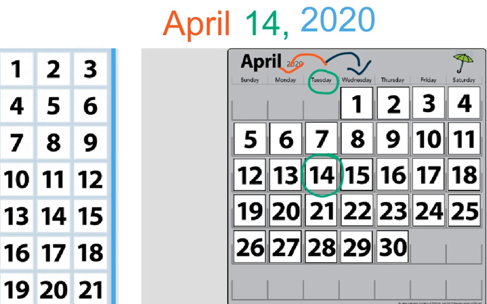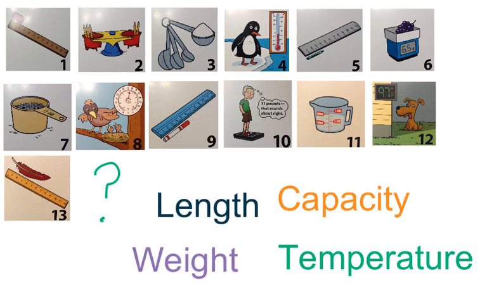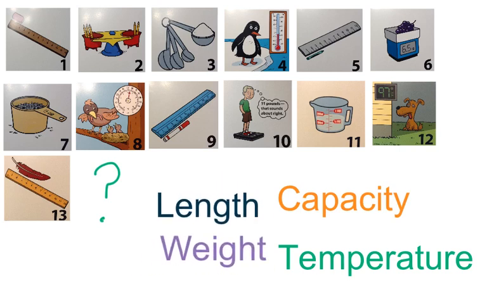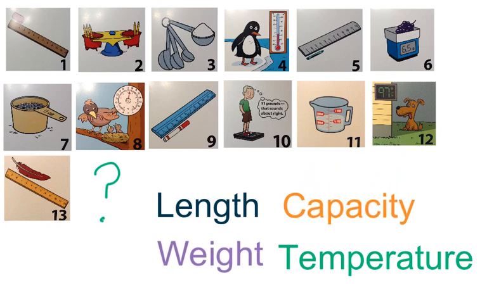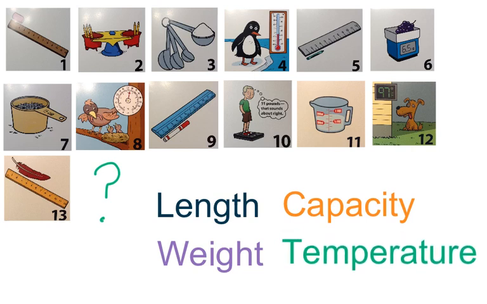Now let's look at our calendar pieces for the month of April. Remember that for the month of April, our calendar pieces are going to represent one of four words. It might show length, how long something is, weight, how heavy something is, capacity, how much of something fits in something else, and temperature, how hot or cold it is.